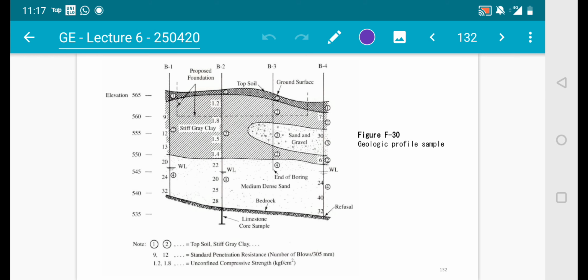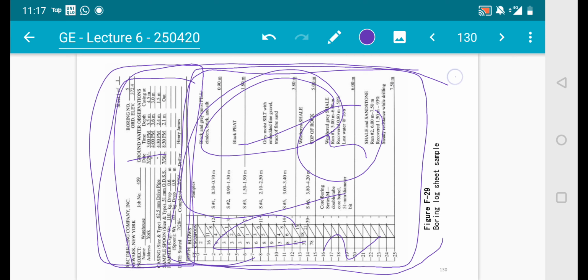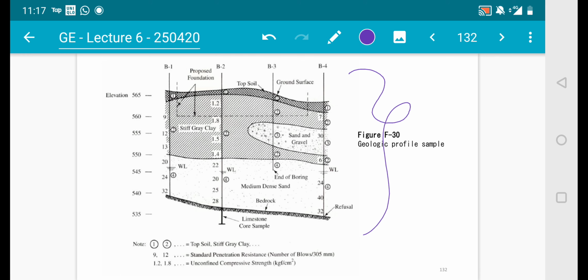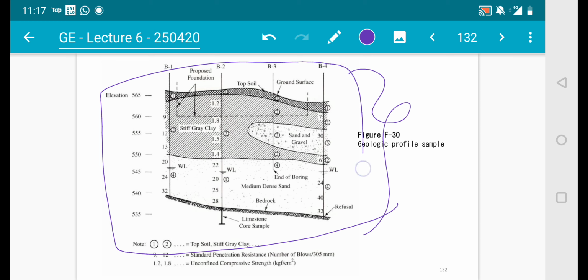Another type of presentation is something like in Figure F30, which is a geologic profile sample. If you want an interpretation from this boring log sheet in the form of a graphical presentation, you can have it something like this. This is more of a layman type of presentation where everyone understands, especially a client without technical background. You know that the layer here is a hard layer and the top layer is a soft layer. So it's presentable to every single person, with or without technical background.